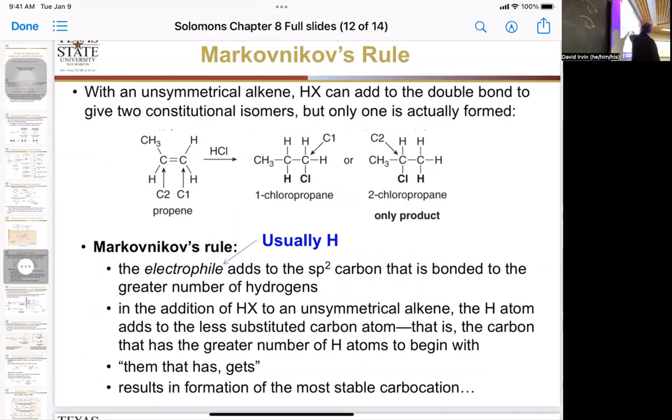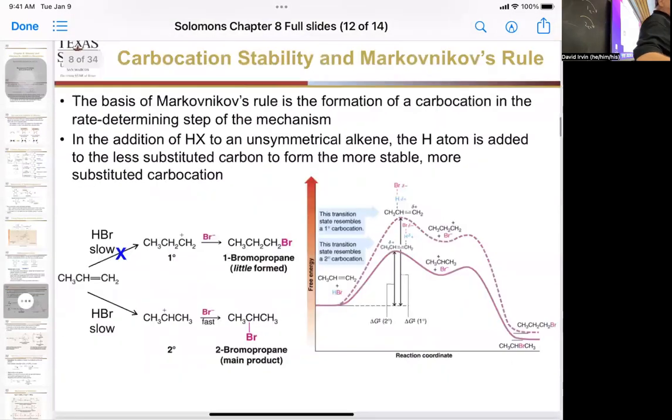Okay, so Markovnikov's rule says that we are going to add the hydrogen to the less substituted carbon. We're going to add the halogen or other nucleophile to the more substituted carbon. Okay, does that make sense? I think it makes sense because it follows all the rules we've already learned. It doesn't break any rules, right? Okay, so it's all about carbocation stability.